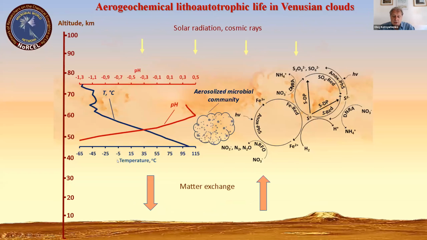This slide shows the localization of a hypothetical microbial community in the clouds of Venus by geochemical cycles, physicochemical parameters of the environment, and the exchange of matter with the surface due to convection flows, volcanism, and so on.